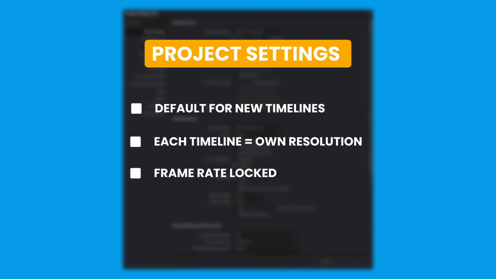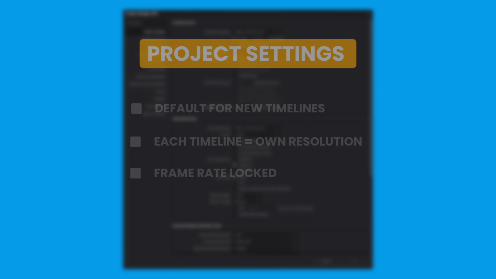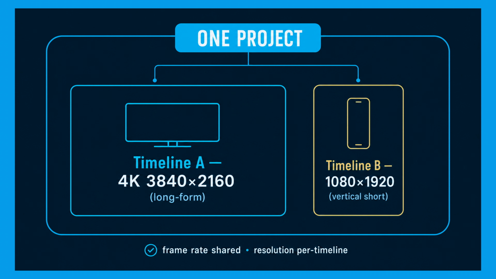Just keep in mind, frame rate is the one exception. That's locked at the project level. So every timeline in your project runs at the same frame rate. Let's say your main format is long-form 4K horizontal YouTube content. Every new timeline you create will inherit those settings by default.